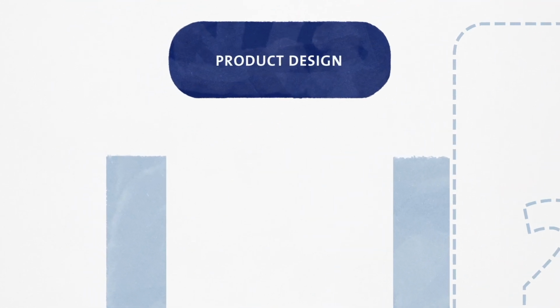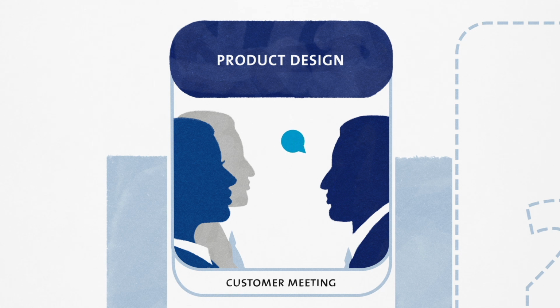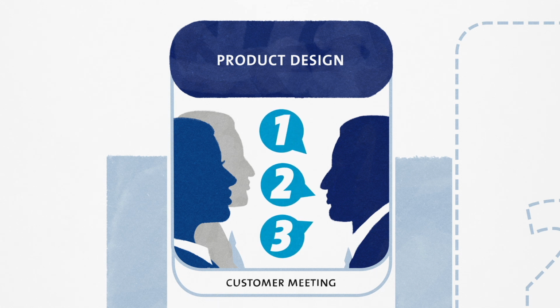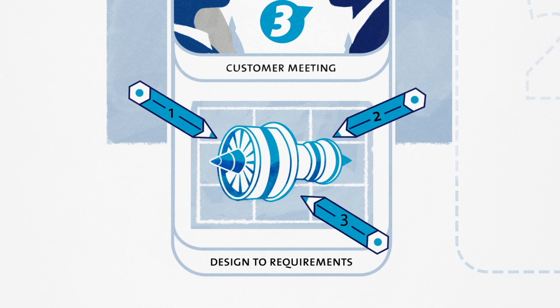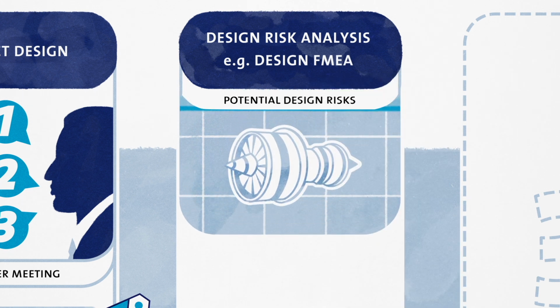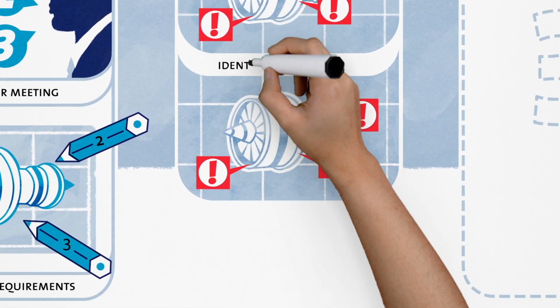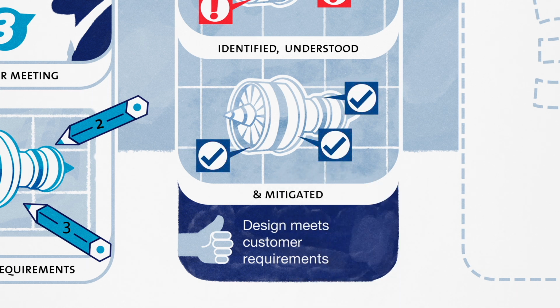Here's how it works. Firstly, we have product quality planning. This is where the design team works directly with the customer to understand what the product needs to do. From this, a product design can be created. Cross-functional teams then carry out design risk analysis to ensure that potential design risks are identified, understood, and mitigated. There are a number of ways this might be carried out, for example, by using a design failure mode and effects analysis tool.